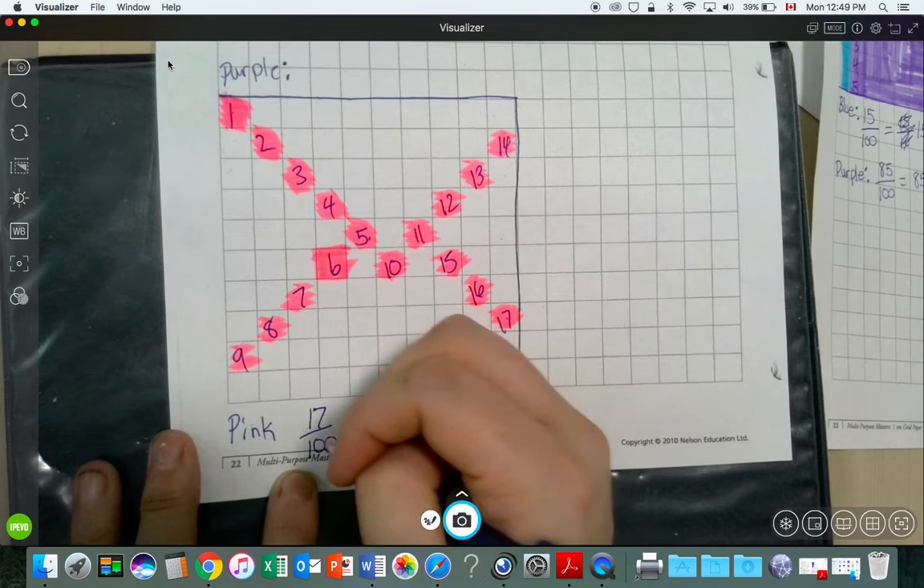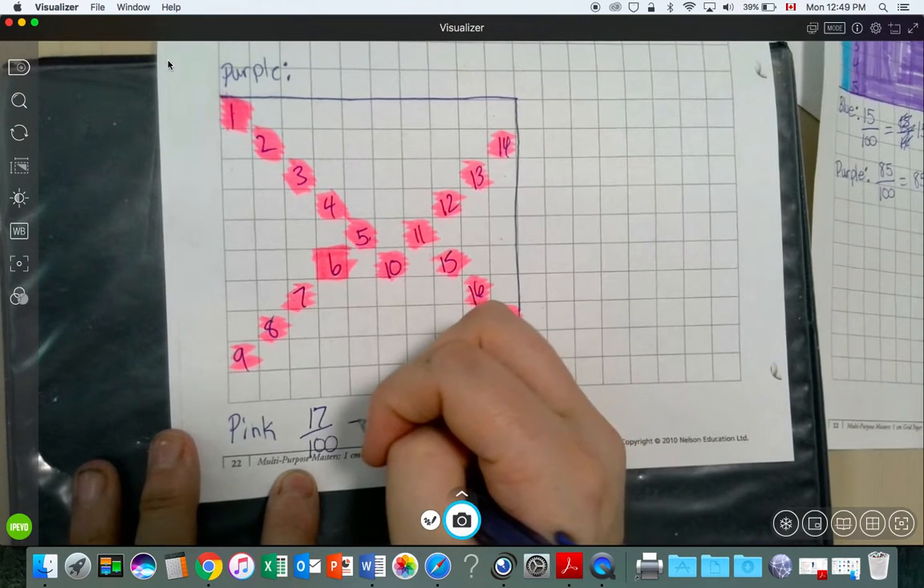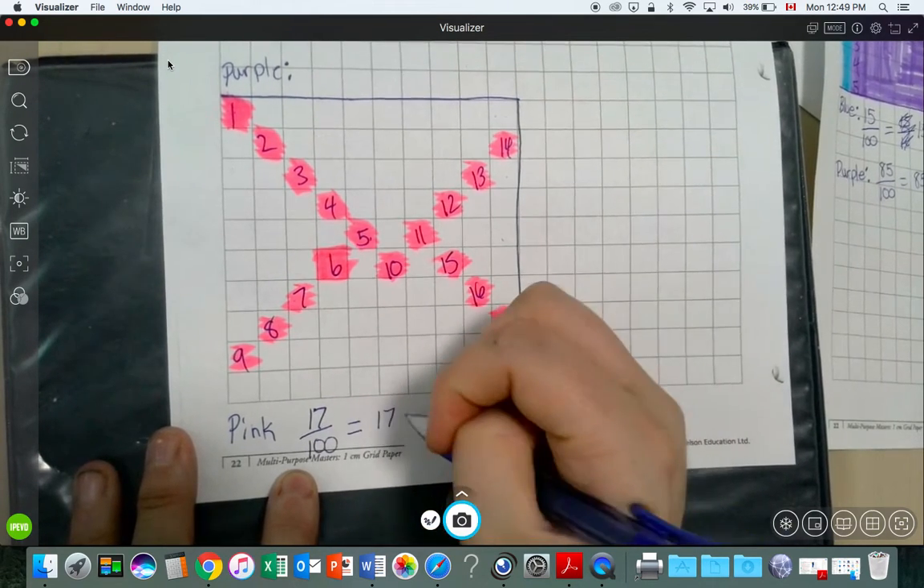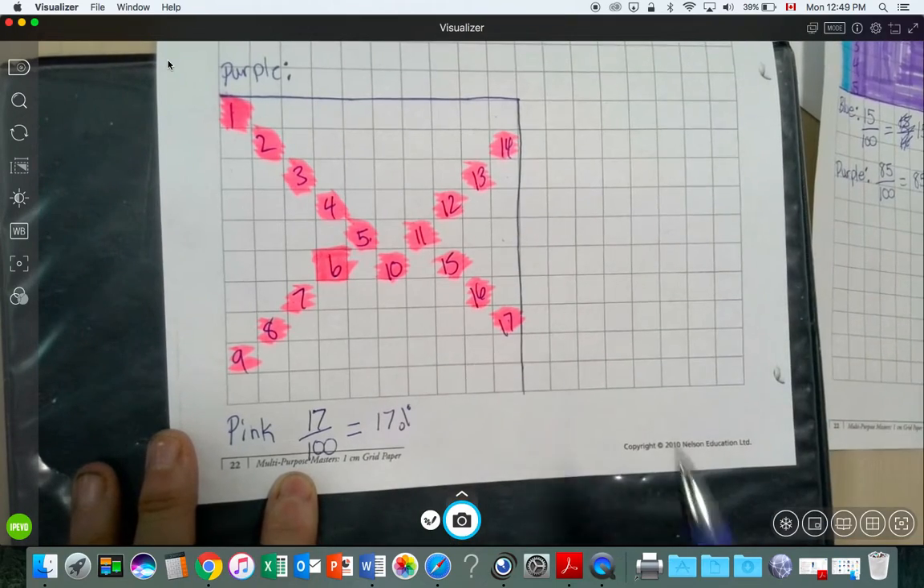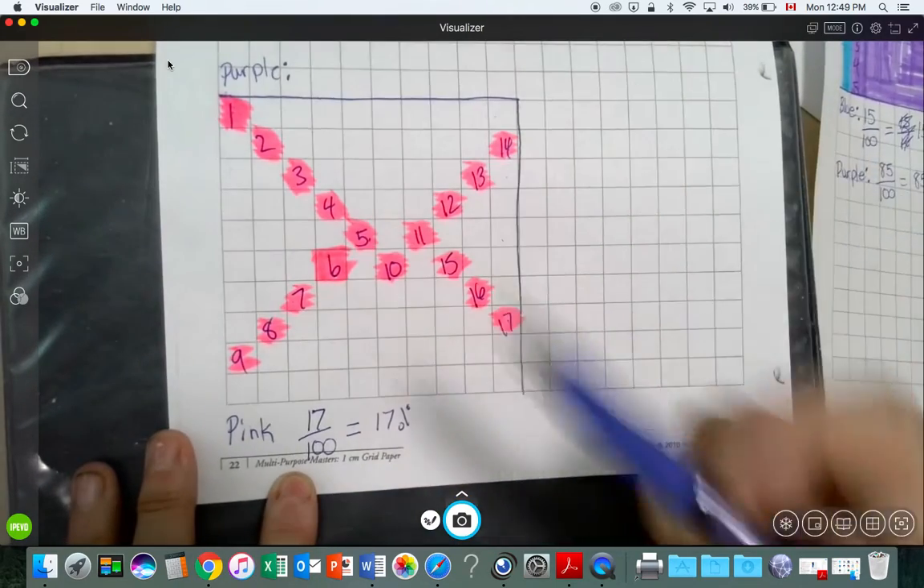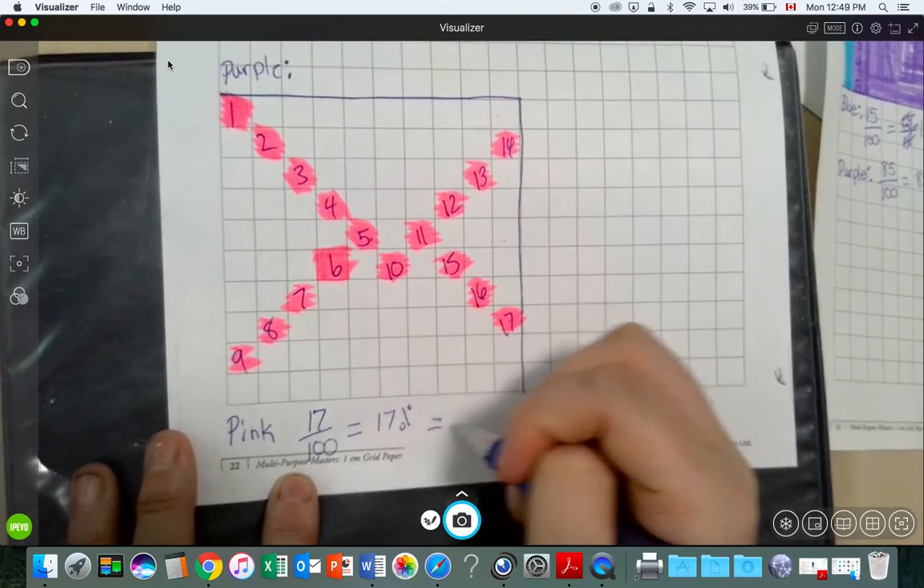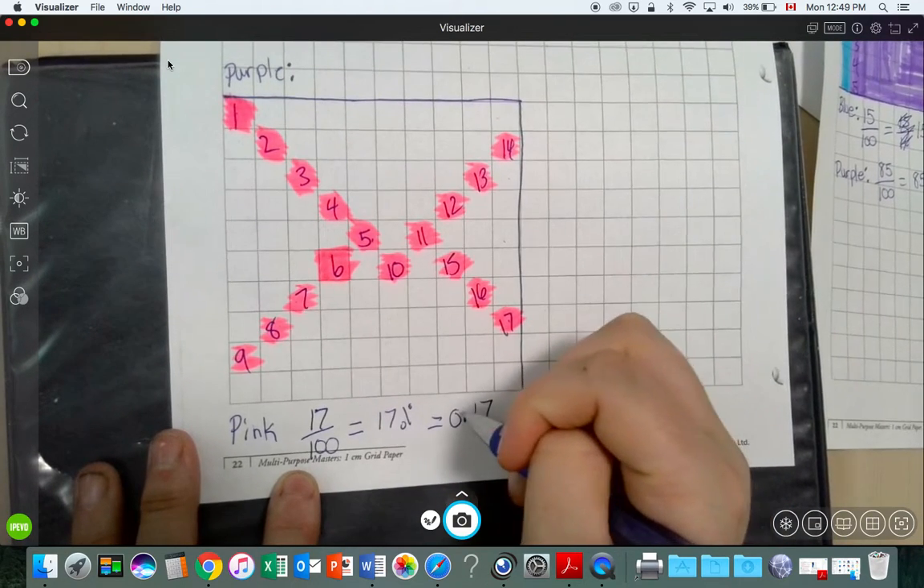So again, because it's over 100, I know automatically that that is 17% out of a possible 100. And then our decimal is 0.17.